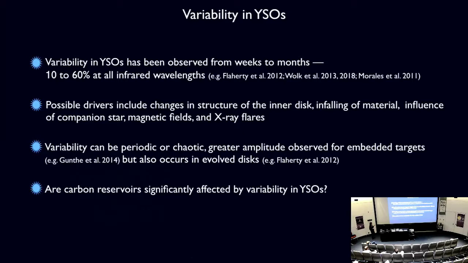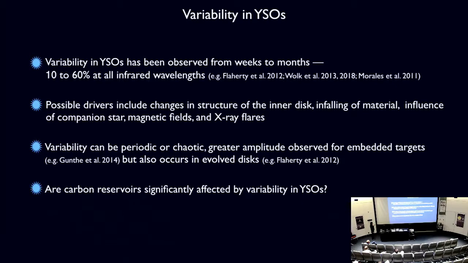It's been thought that there's greater amplitude in variability for embedded targets, so maybe that means at an earlier stage of evolution there's more going on, whatever that is, and this has to be modeled. But you also see variability in evolved disks. So from what I gather, there's not a consistent explanation of what causes variability and how to really classify certain objects as being certain kinds of variable. There are a lot of different types of variability, and piecing that together into one big picture is a challenge.